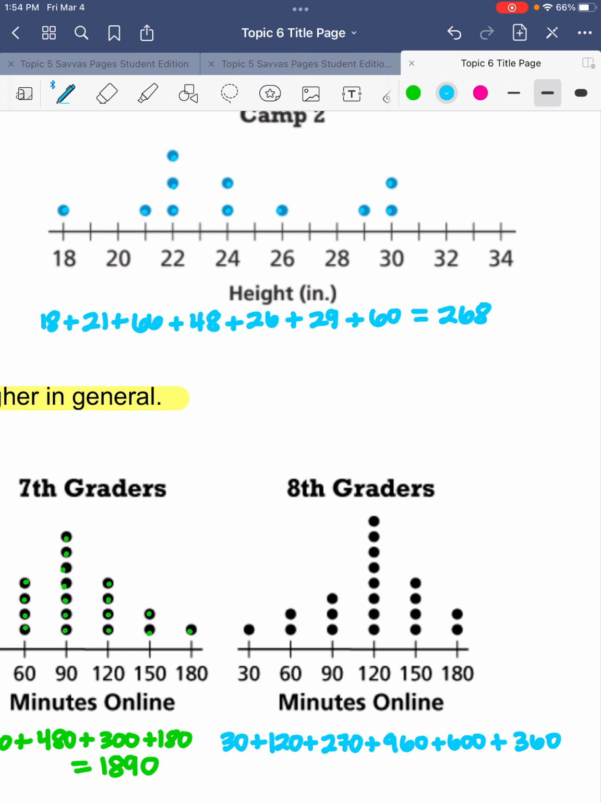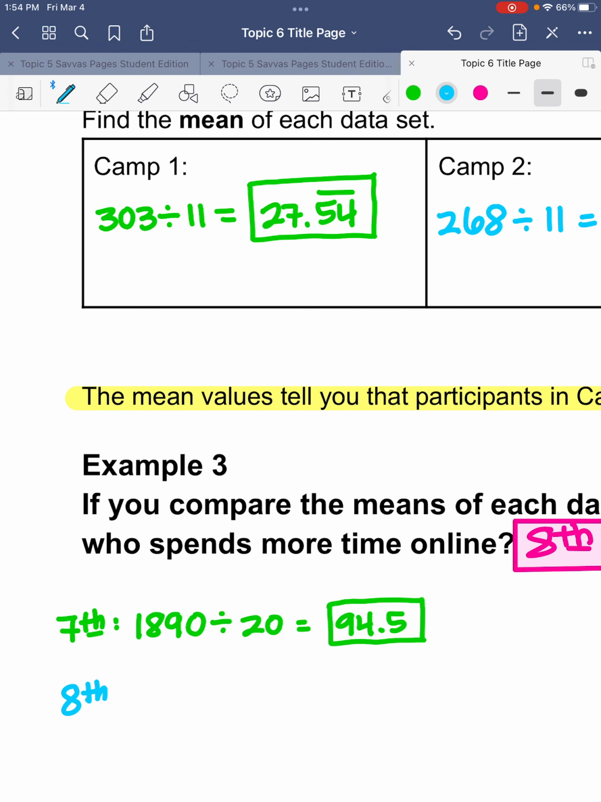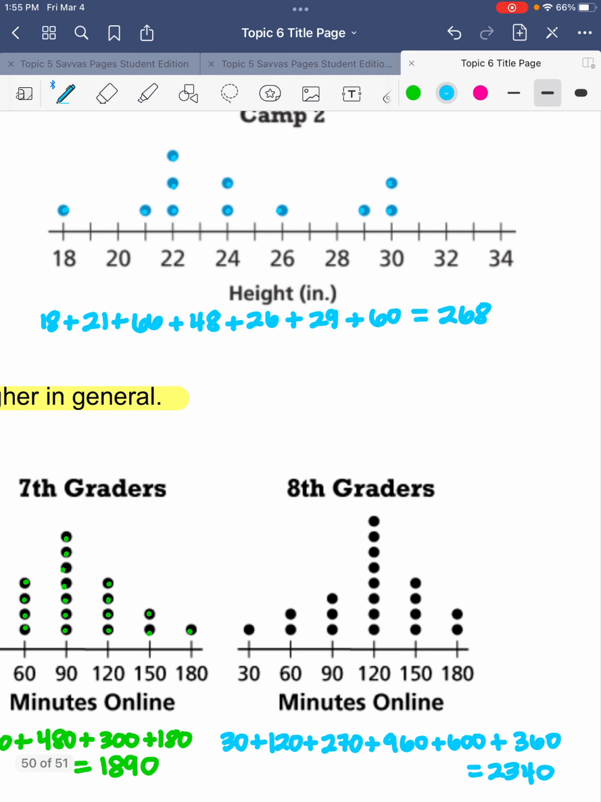So I'm going to add all of those numbers up together. 30 plus 120 plus 270 plus 960 plus 600 plus 360. All of that added together is going to give you 2,340. So that's just my sum. To make that a mean, I take my sum, 2,340, and I divide by the number of dots. Well, I don't know how many dots there are. I'm going to guess 20, but let's double check.